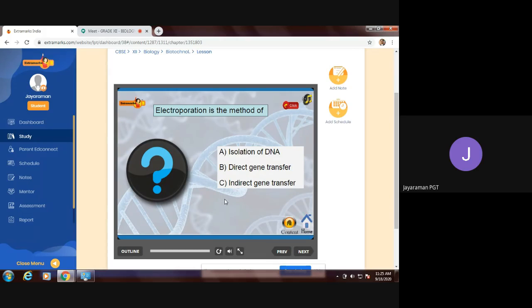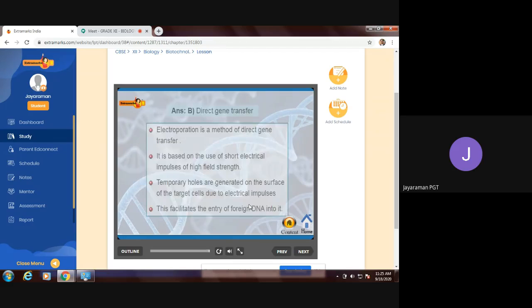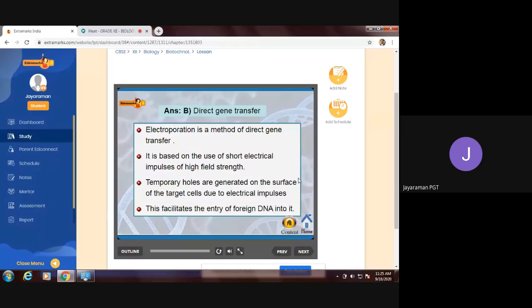So electroporation is giving an electrical shock, and that helps in forming pores in the bacteria. Immediately through the pore, the plasmid is taken up inside. So this is known as electroporation. This is a direct gene transfer, because no vector is involved. And you can see the details. So what is electroporation?